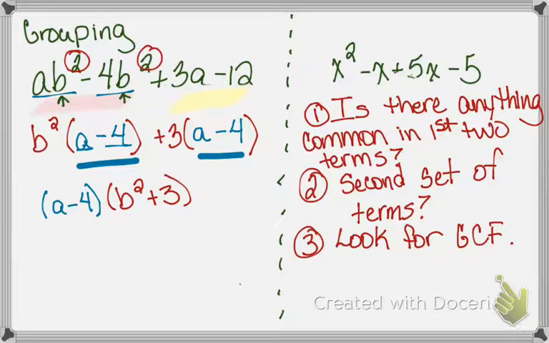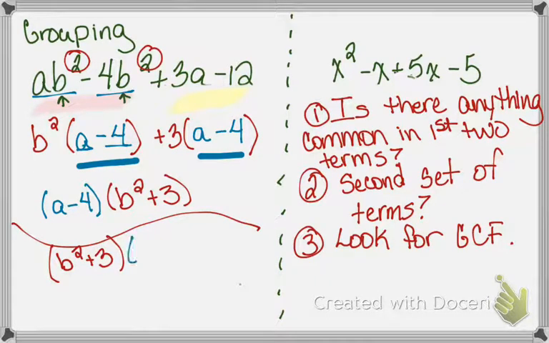Now, I want to show you something. Okay? This right here, this a minus 4 times b squared plus 3, that's our final answer. Okay? That's my final answer. But I'm sorry? We are going to do FOIL. Okay? So I'm going to rewrite this as b squared plus 3 times a minus 4. Now I'm going to show you a step in FOIL that we don't ever write down. Okay? What does the F and the O stand for in FOIL? First and outer.